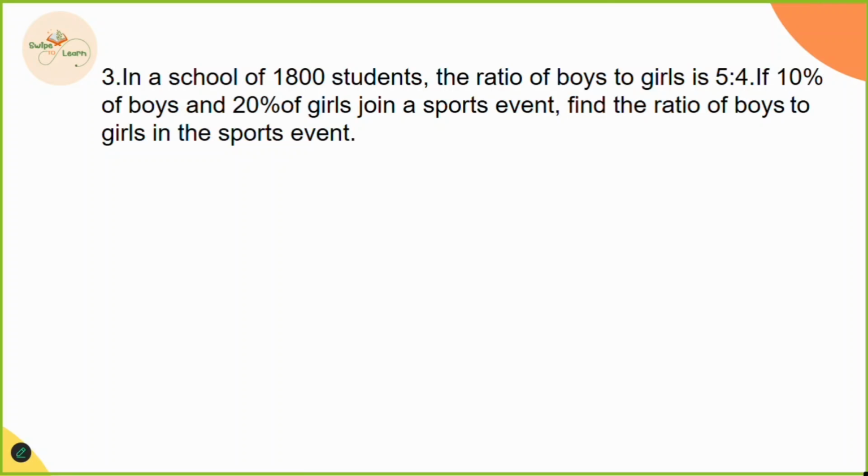Moving on to the next question. In a school of 1800 students, the ratio of boys to girls is 5:4. The total number of students is given, and the ratio is also given. If 10% of boys and 20% of girls join a sports event, find the ratio of boys to girls in the sports event. They are not asking for the entire ratio, only the sports event ratio. So let's start by finding the number of boys and girls.